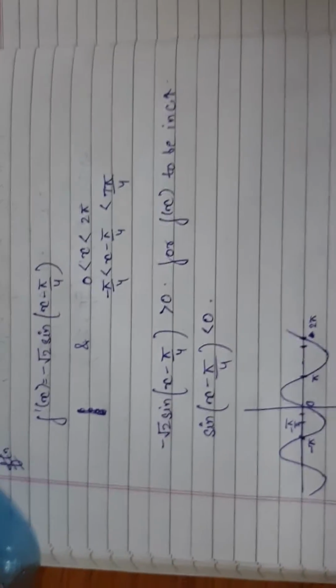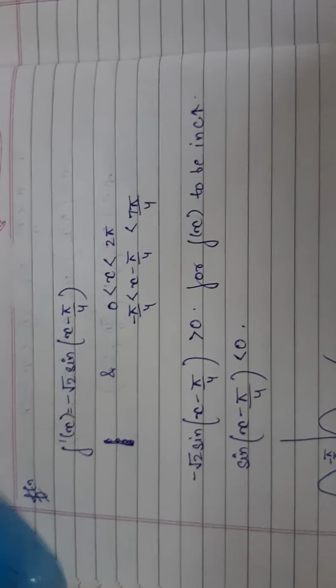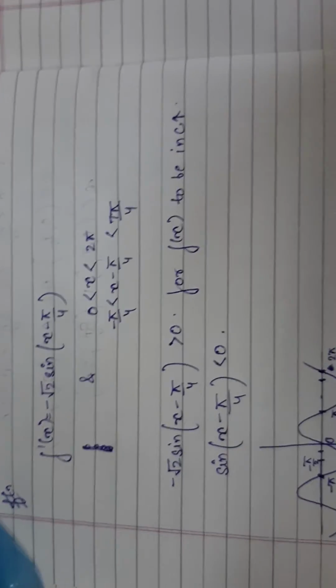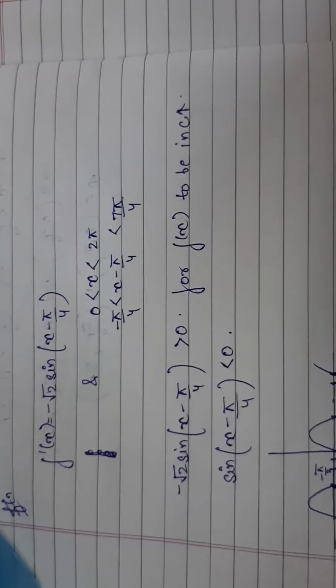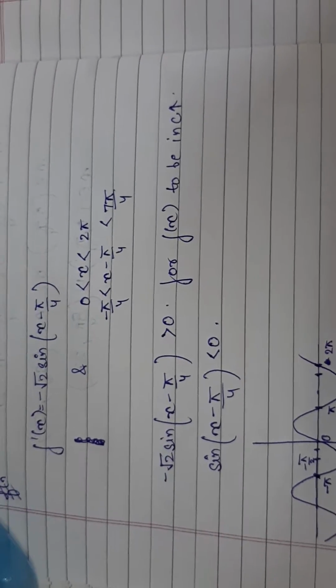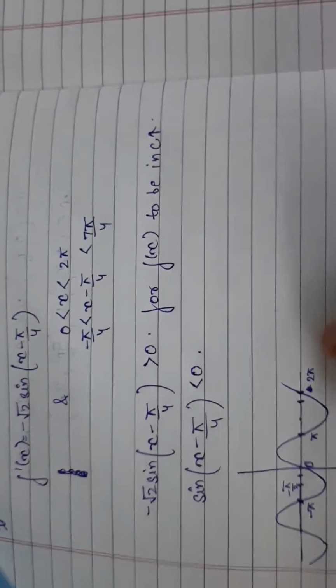Okay, so the given question was f(x) is equal to sin x plus cos x, and the range given for x was between 0 to 2 pi, and we were asked to find out the intervals in which the function is strictly increasing or decreasing.